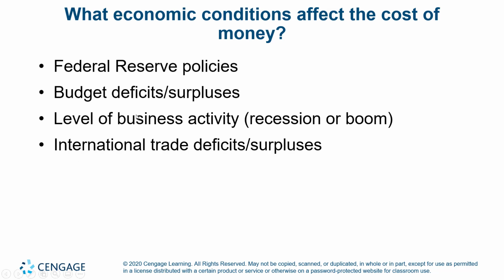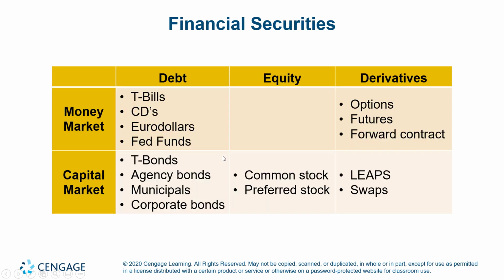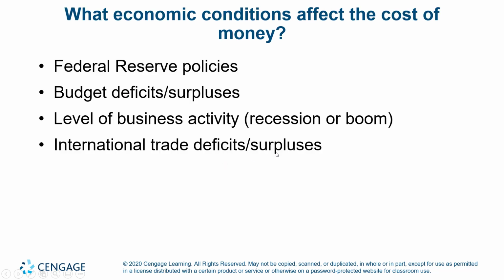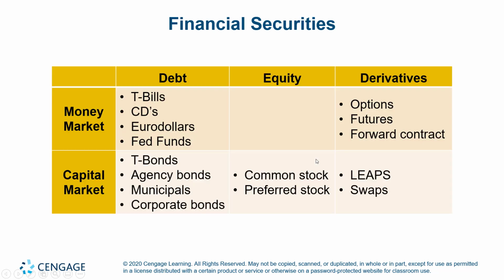The budget deficit also increases the cost. If you have a surplus, that reduces the cost of money. The level of business activity, in recession or boom, also affects the cost. International trade deficits and surpluses also affect economic conditions. If the country has a bigger deficit, then the cost will be more, because the country needs funds, so it might impose a tax in order to collect it. As a result, business becomes costly, and that increases the cost of getting money.